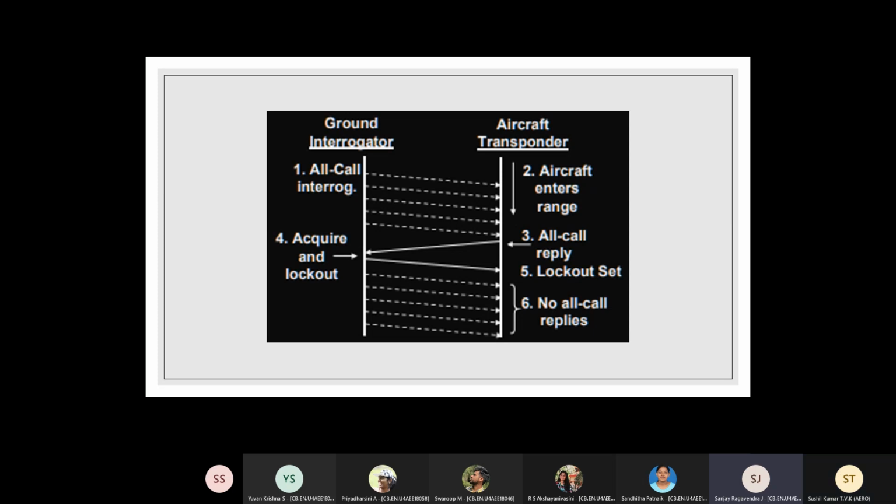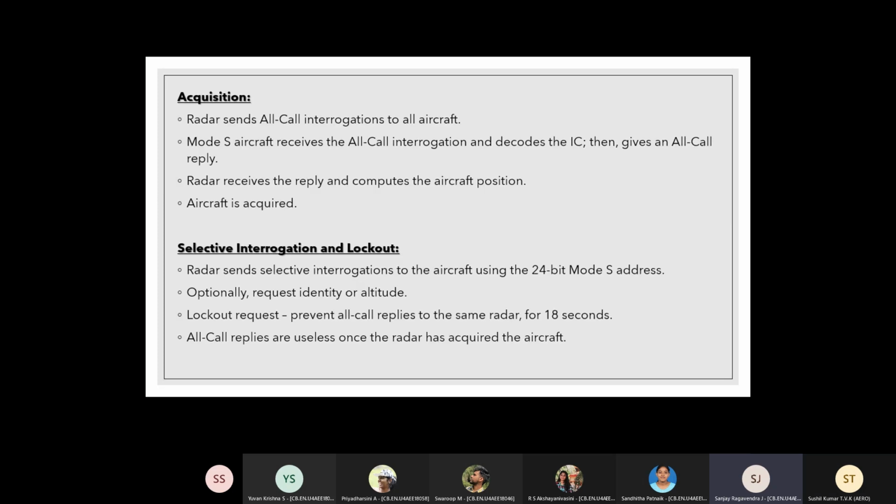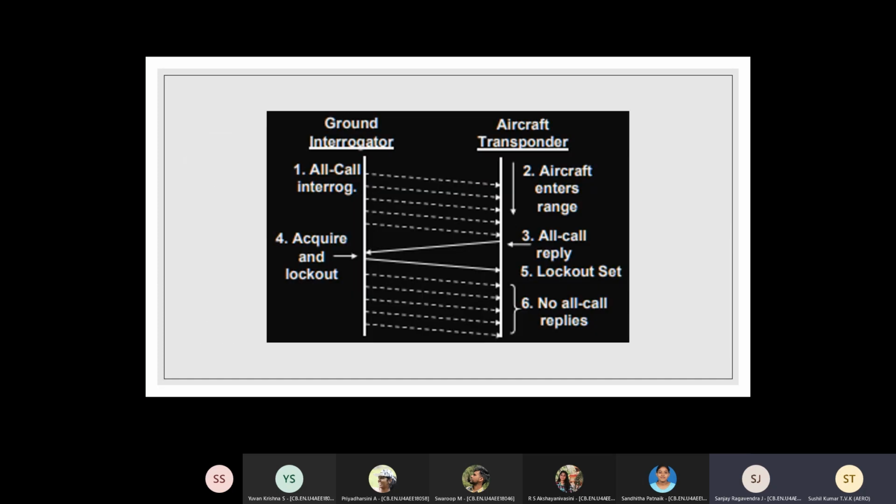I'm not sure, sir, but as I mentioned earlier, it may decode the IC and then give an all-call reply back. But both are first time decoding the same IC. So first time they are coming across the same interrogator. Okay, sir. Possible, right? Yes, sir. But I'm not sure what happens there.